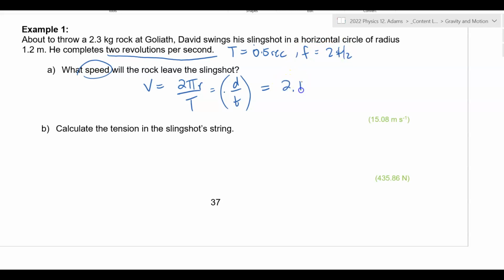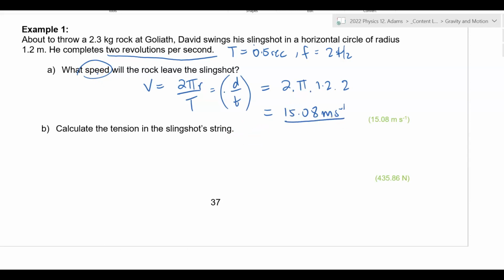So 2 pi, our radius is in meters, 1.2 meters, and instead of dividing by half, all I'll do is times by 2. So 4 times pi times 1.2. It's going at 15.08 meters per second. We check what's asked: speed, so we don't need a direction, so we're all good.